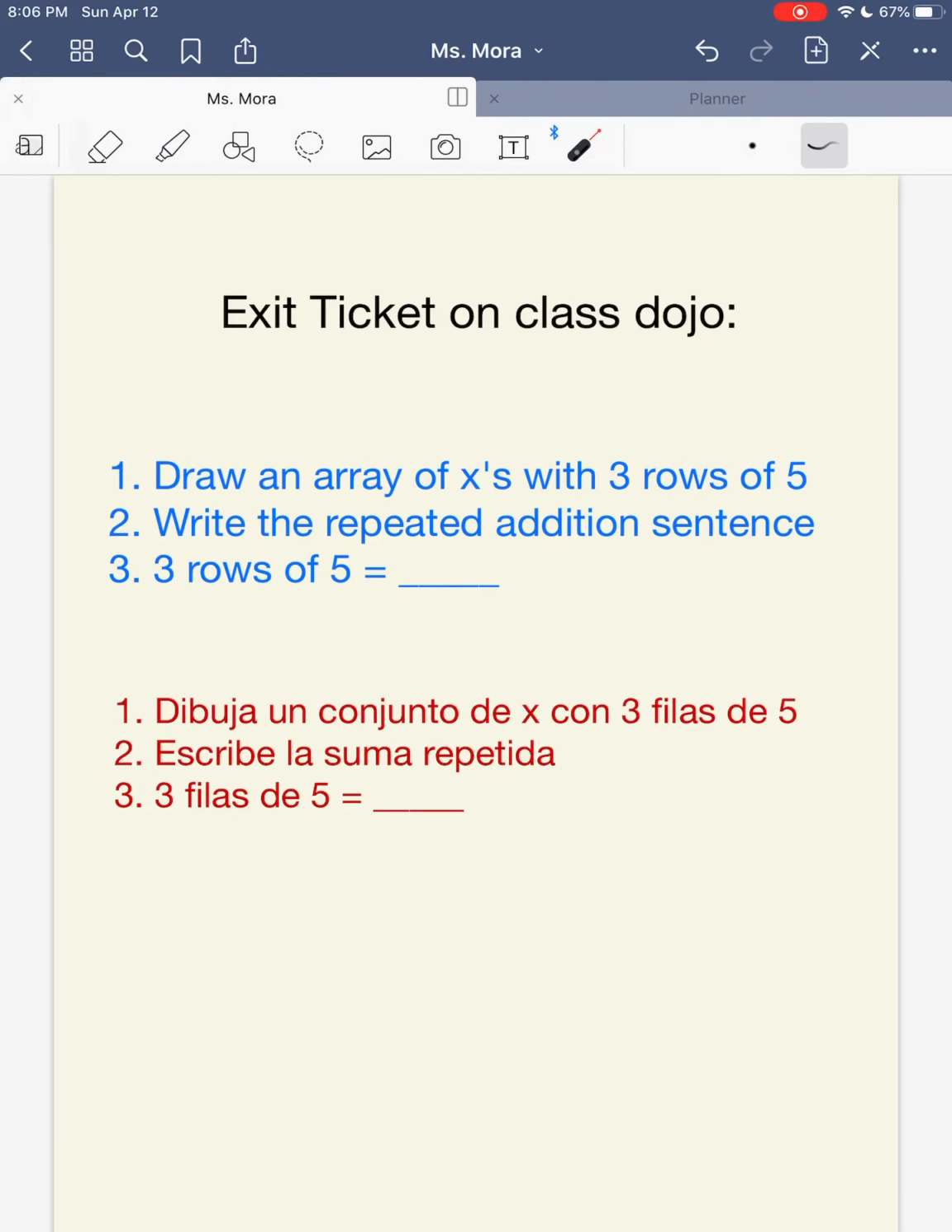Okay, guys, for our exit ticket that you're going to turn in on Dojo, you're going to draw an array of x's with 3 rows of 5. Then you're going to write a repeated addition sentence, and you're going to fill in the blank. 3 rows of 5 equals blank. So vas a dibujar un conjunto de x con 3 filas de 5. Luego vas a escribir la suma repetida y después vas a escribir 3 filas de 5 son igual a algo. Okay? See you guys tomorrow.